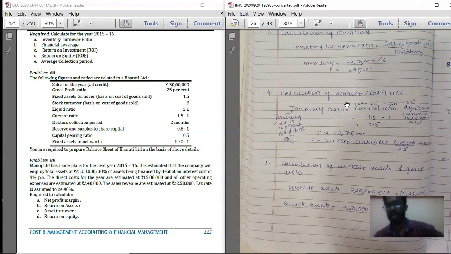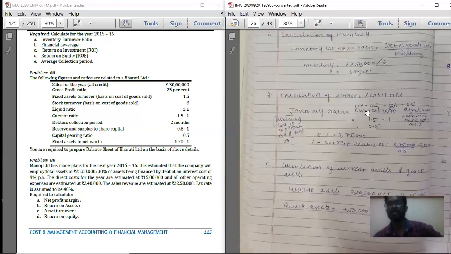So point number 4, calculation of current liabilities. Inventory ratio is equal to current ratio minus quick ratio. That's all, simple. If you reduce quick ratio from the current ratio, you will get inventory ratio. Here current ratio is equal to current assets divided by current liabilities, whereas quick ratio is equal to quick assets divided by current liabilities. So both the denominators are same.